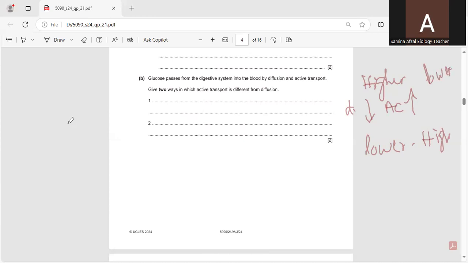So it means the direction of the movement is different in both cases, but in active transport, energy is required. Firstly, energy is required in active transport. And second, in active transport, molecules move against the concentration gradient.